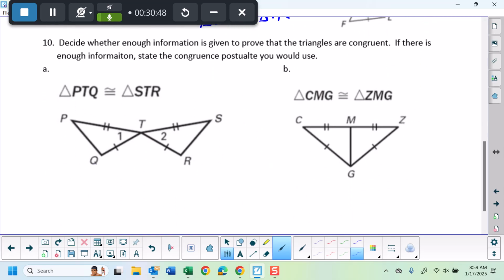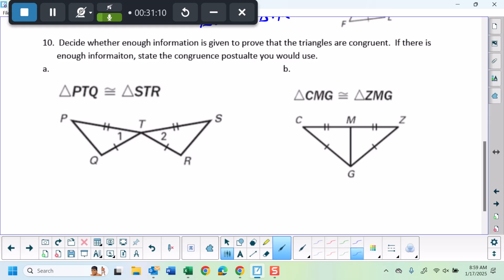Decide whether enough information is given to prove the triangles are congruent. If there is enough information, state the congruence postulate. Why do you think so many people get A wrong? What do you think? Ellen, what do you think? Because angles on it too, see what they do vertical angles.